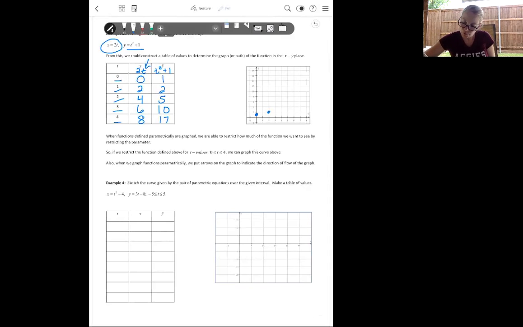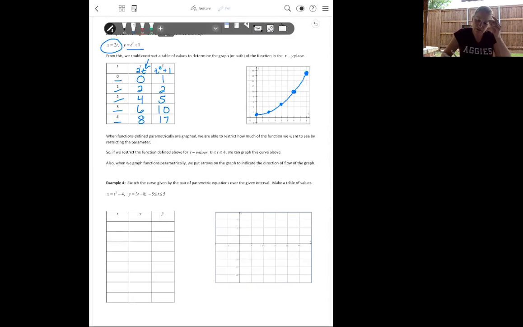The next point is 4, 5. The next point is 6, 10. And then 8, 17. So now between those points, connect them. But do not draw beyond that last point, or prior to the beginning point, because it's showing the position of an object at any given time.